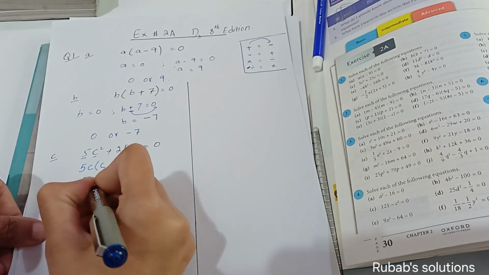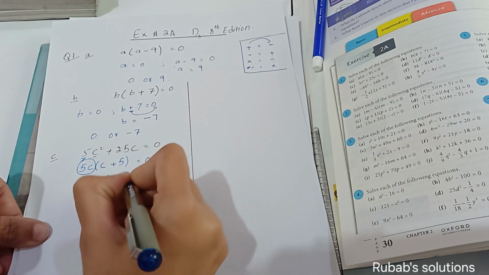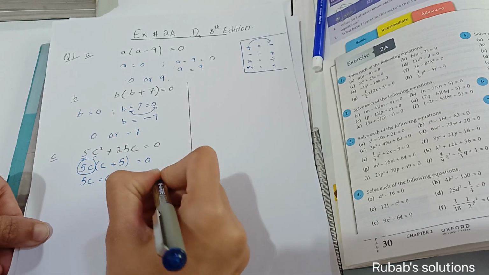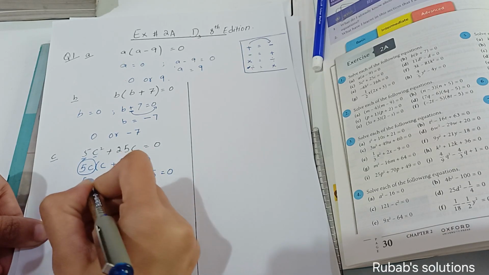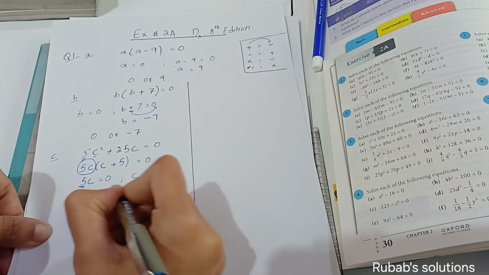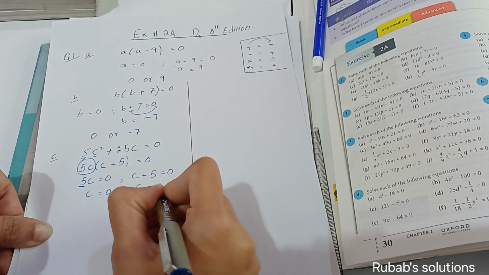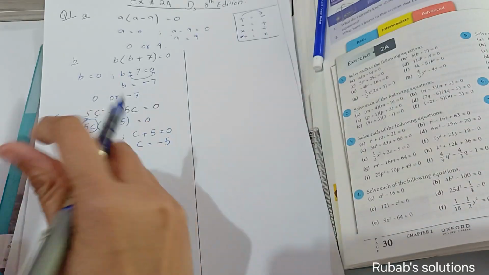So either 5c is equal to 0, this complete term is either 0, or the other term, c plus 5 is equal to 0. So from here c, 5 is multiplying, on the other side it will get divided, 0 divided by any number, the answer is always 0, and from here c is equal to minus 5. So this is the answer of part c.